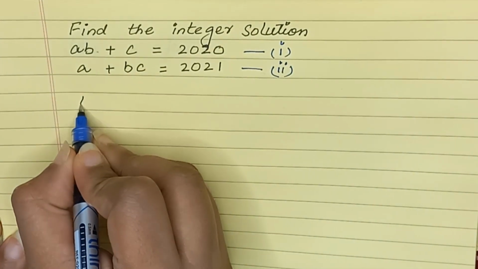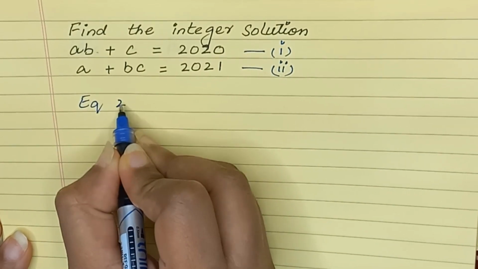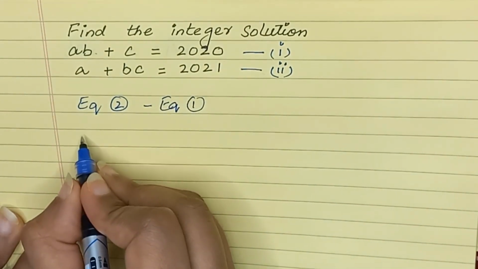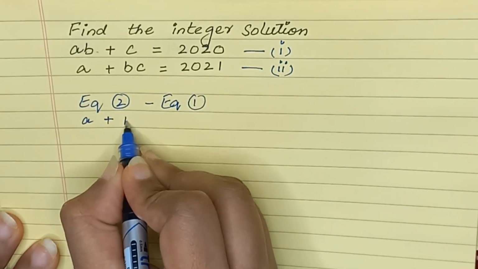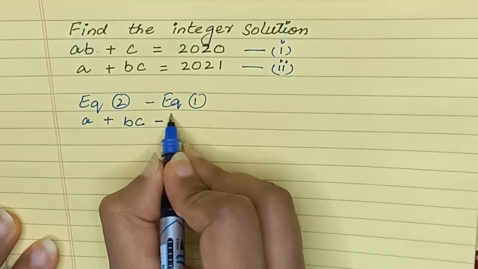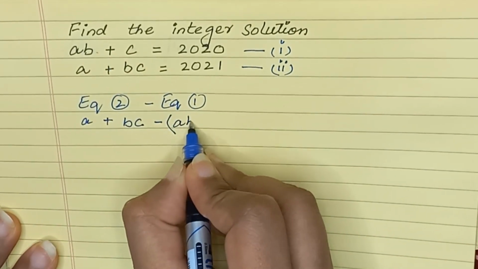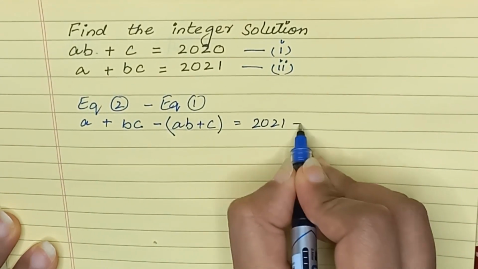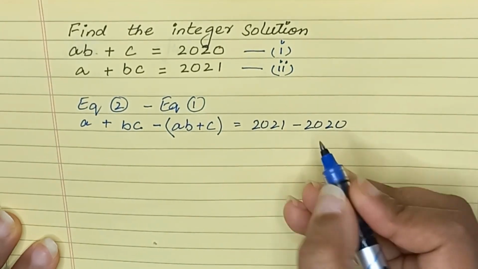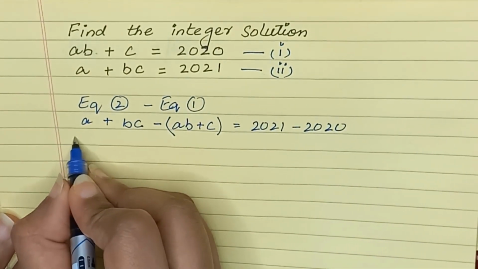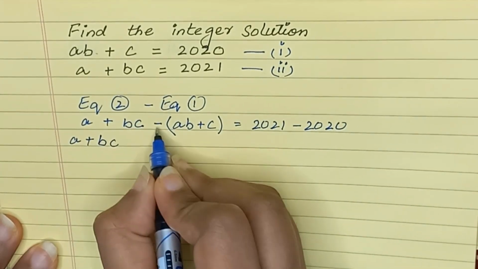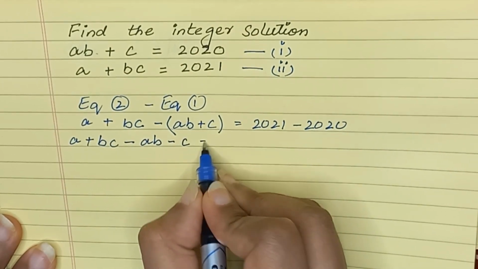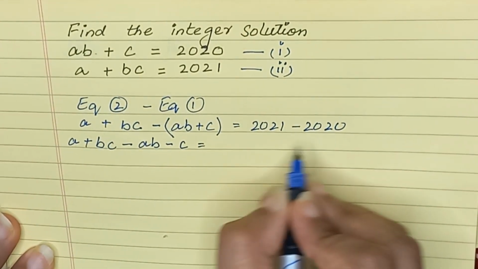So if we subtract equation 1 from equation 2, it will become a plus bc minus (ab plus c), which is equal to 2021 minus 2020. So from here it will become a plus bc, minus into plus is minus ab, and it is also minus c, which is equal to 2021 minus 2020, which is just 1.